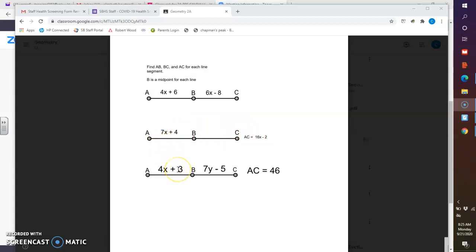And this one right here, if AC is 46, that means both of these are 23. We can't set them equal because they're different variables, but we can set each of them equal to 23 and solve for y.